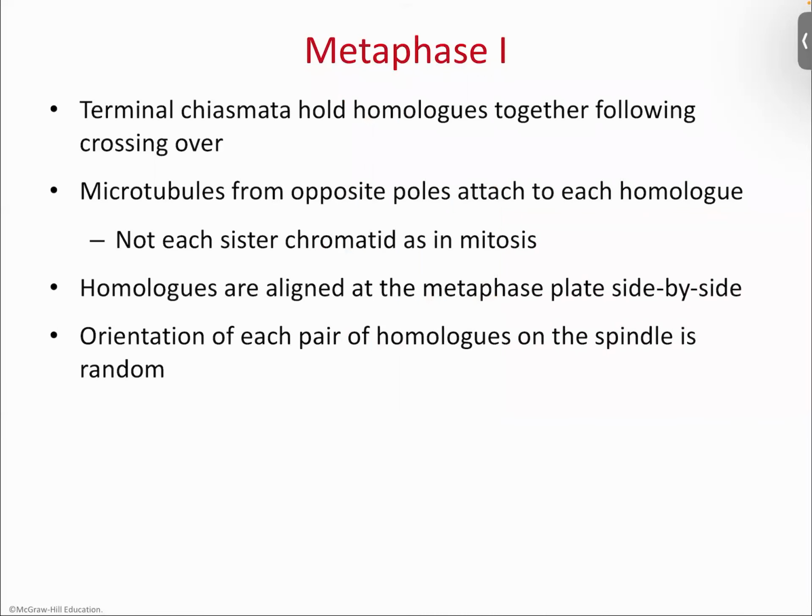So what's going on in metaphase then? Well, in metaphase, what we have is basically the same basic idea. The spindle poles are attaching, only now they're attaching to the homologs themselves, to the kinetochores of the homologs. And these homologs are lined up side by side, in double file, and that's important because that's going to make sure that you get the proper segregation into the two different piles, the separation of your homologs.